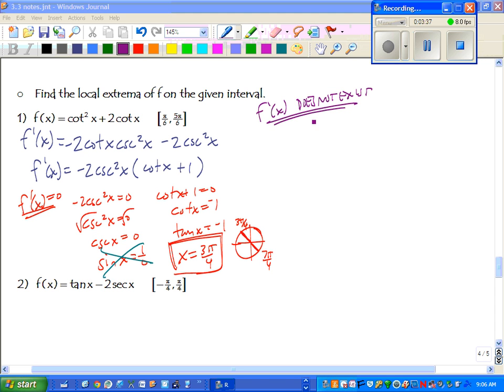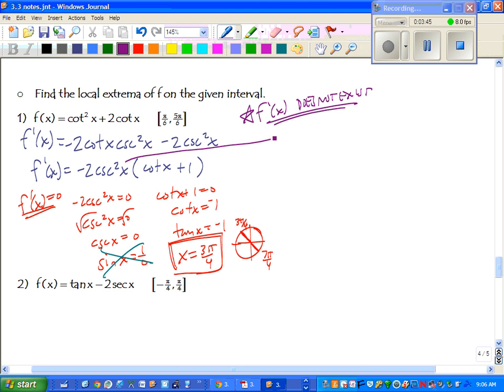Now, we found out when the derivative is 0, but don't forget we have to figure out, is there a time when the derivative does not exist? Because if there is, that's also a critical value. So if we look at each of these factors, negative 2 cosecant squared of x, well, remember cosecant's reciprocal of sine, so really this is like negative 2 over sine squared of x. So if this denominator was equal to 0, that would make the derivative not exist. So we want to figure out what makes sine squared of x equal to 0. Well, take the square root of both sides. We get sine of x equals 0.